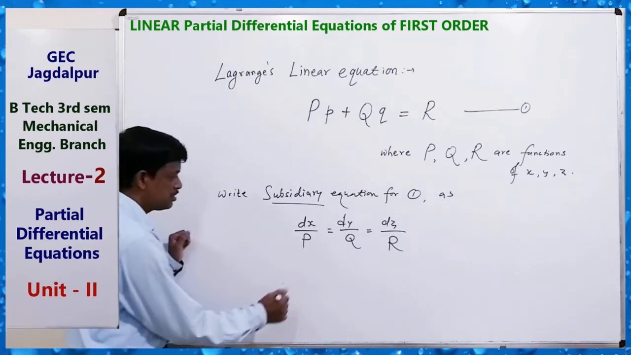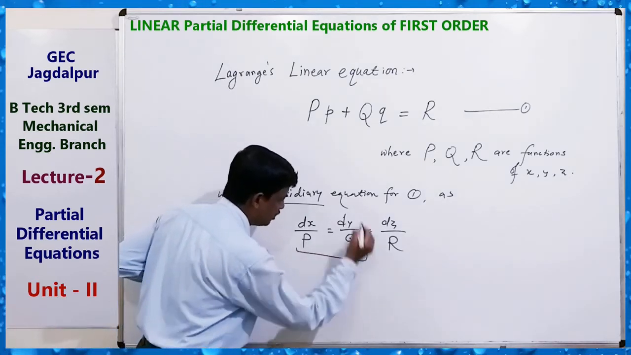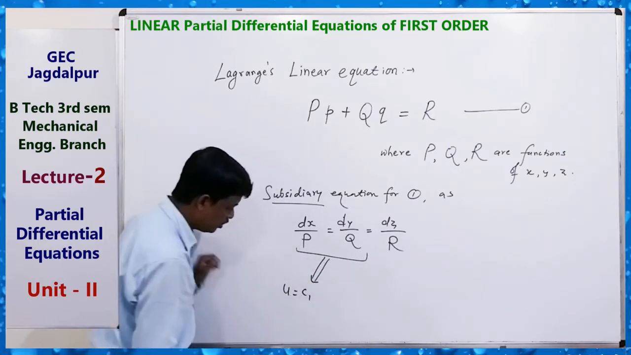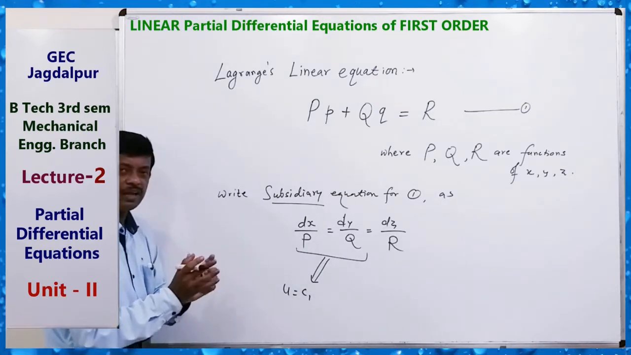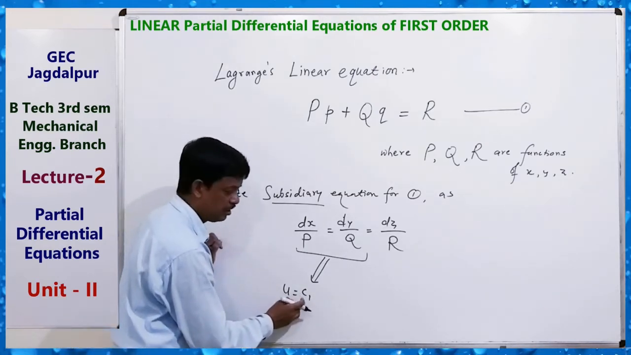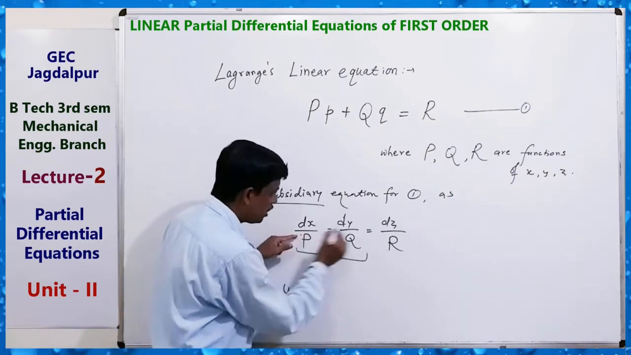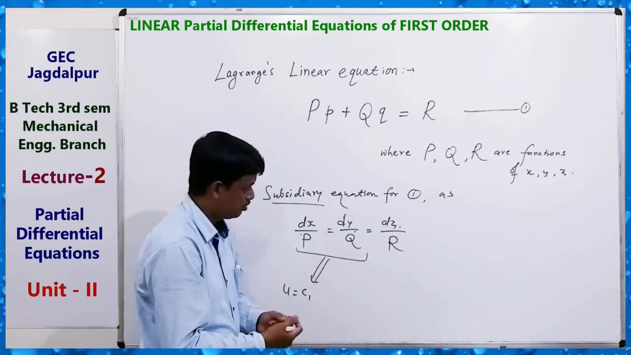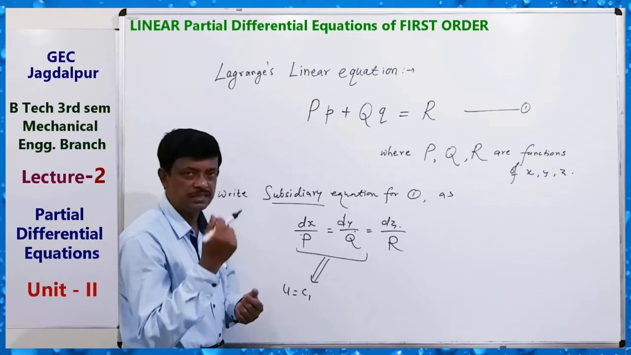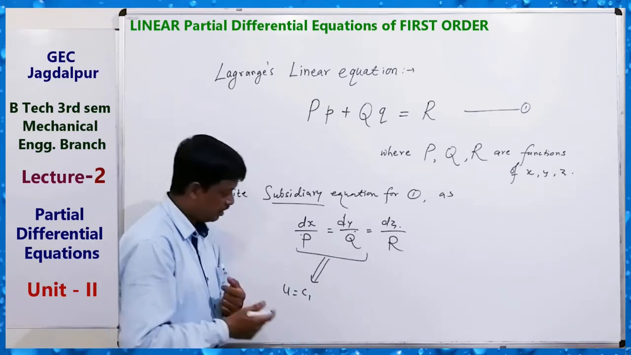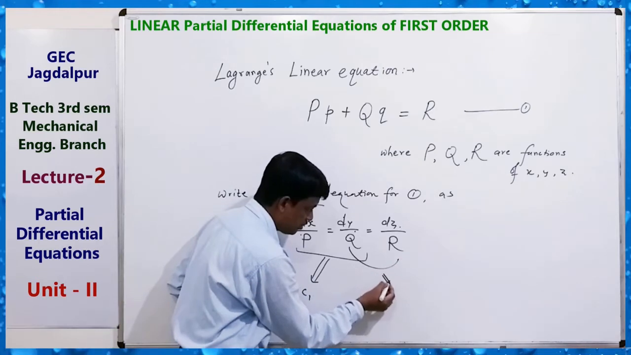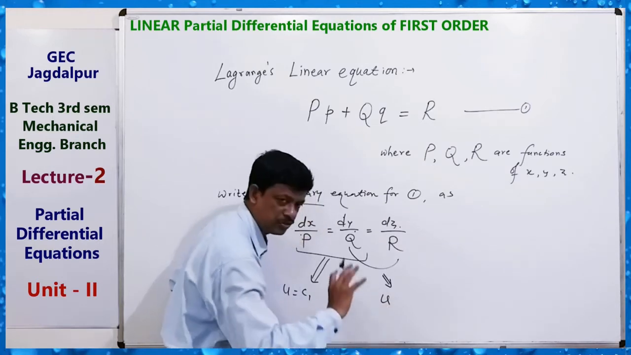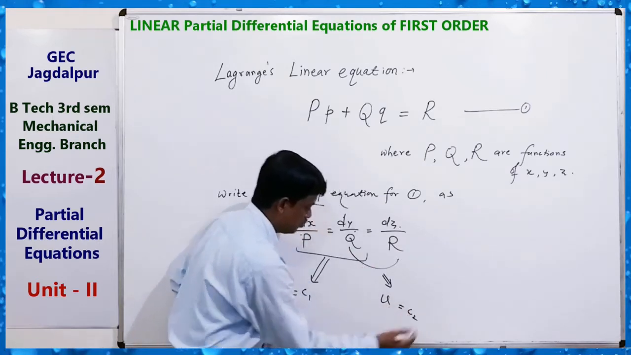Suppose we take these two and get a solution, u equals some constant. U means some function of x, y, z equals c1. Take either this and this or this and this, by taking another two, whichever will be easy for solution, and also get another relation of x, y, z equals constant c2.